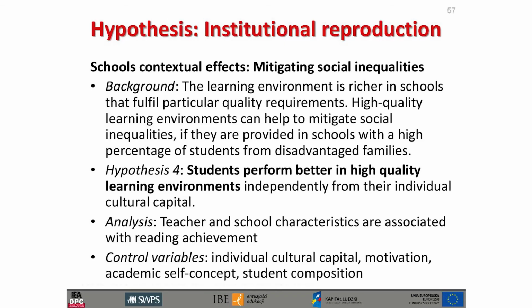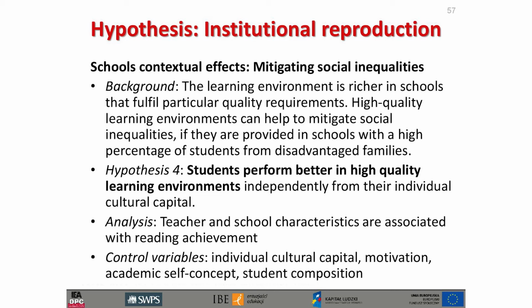And high-quality learning environments can help to mitigate social inequalities. So this could be one of the reforms that can be applied in the school system, if they are provided in schools with a high percentage of students from disadvantaged families. The schools with a high percentage of students from advantaged families have already most often a very enriching environment. So my fourth hypothesis is that students perform better in high-quality learning environments independently from their individual cultural capital. And this is, again, not on the individual level, right, but on the society level.